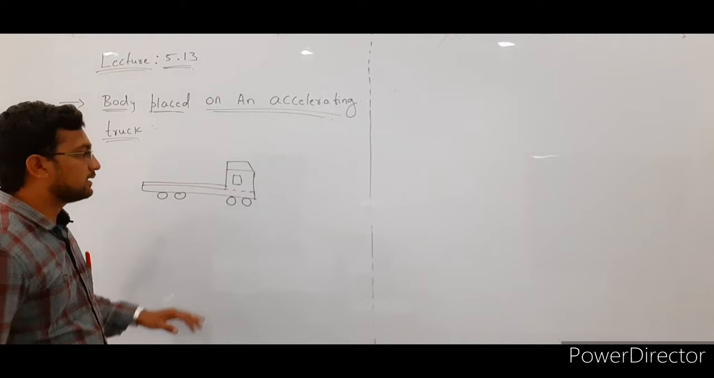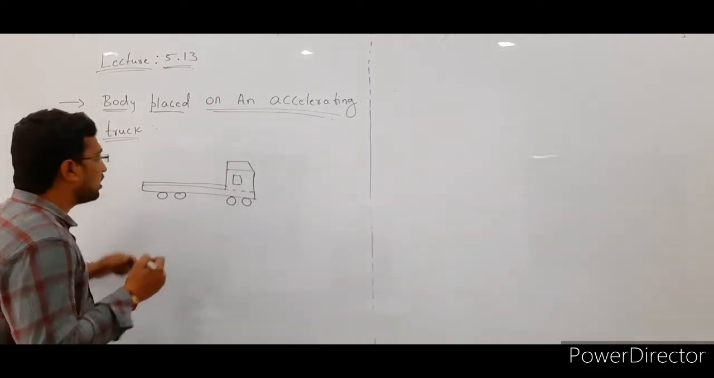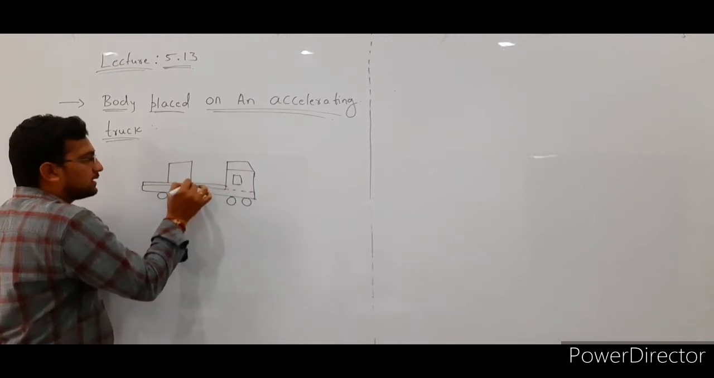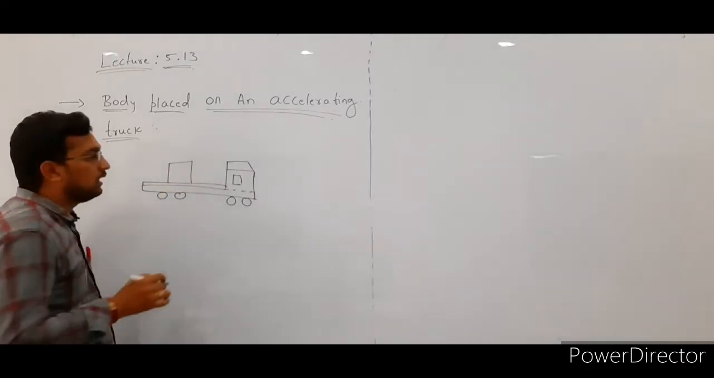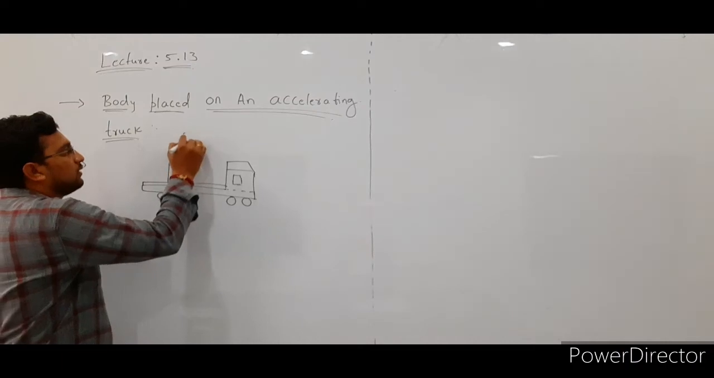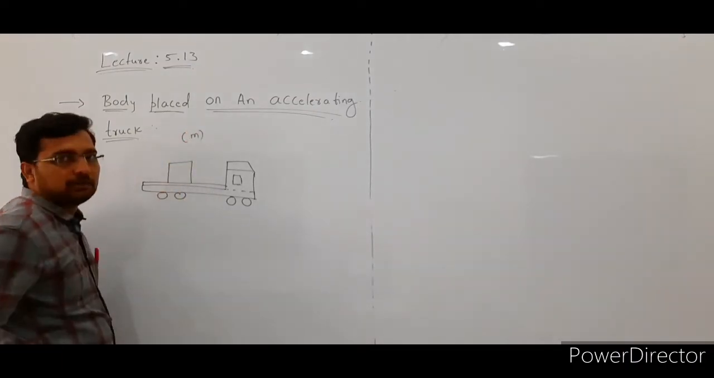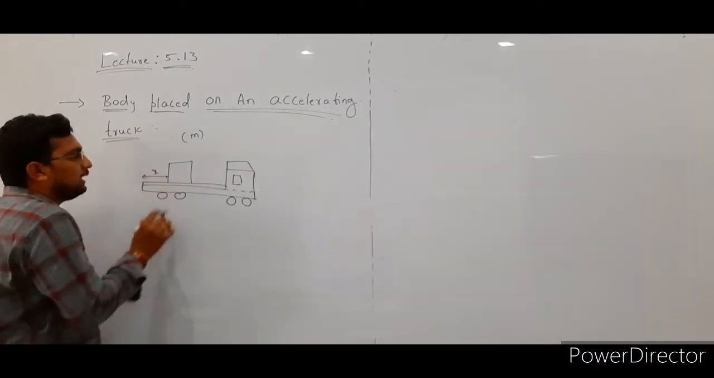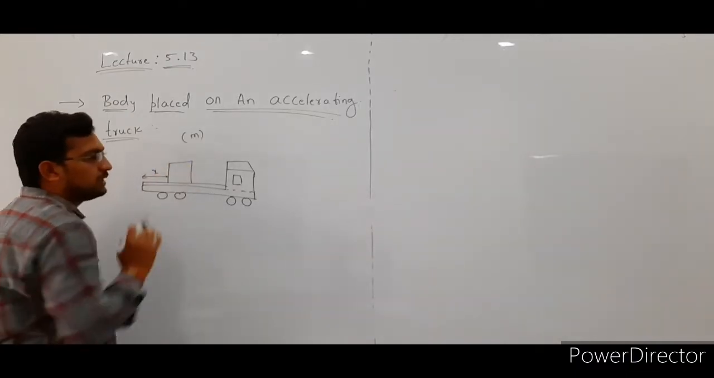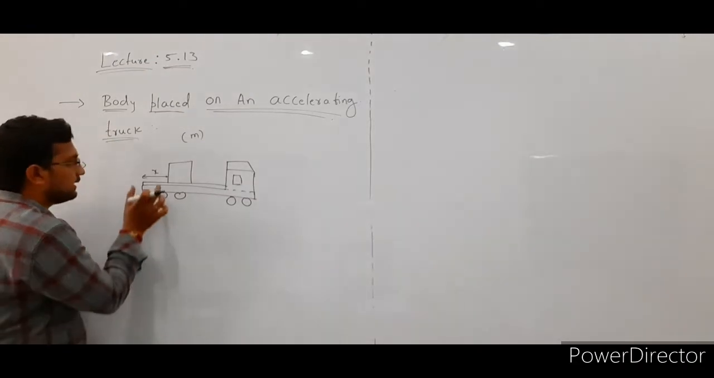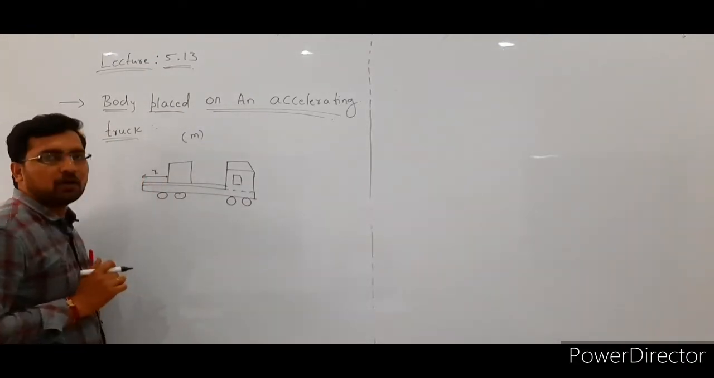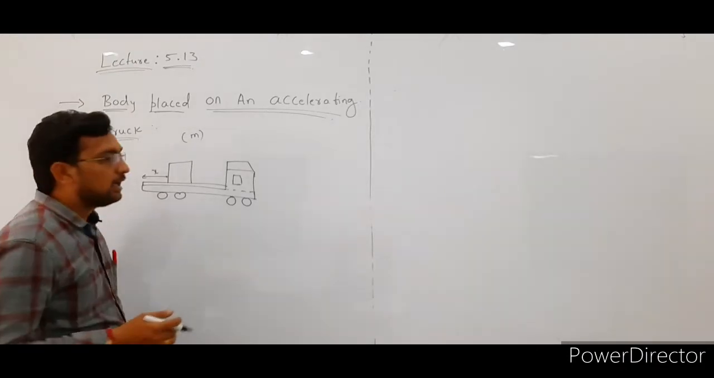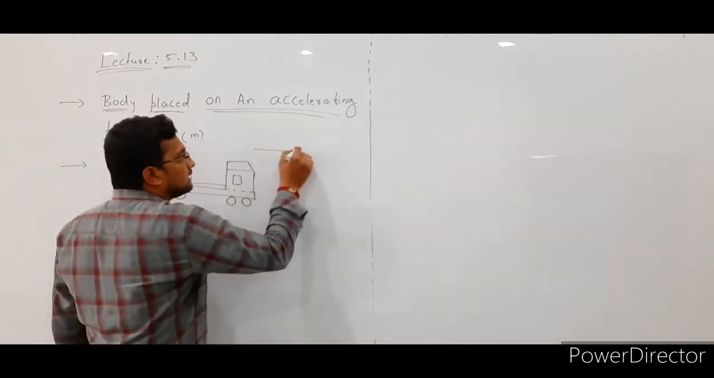Let us assume that this is a truck, and a block of mass m is placed on the open end of the truck, at a distance x from the open end. This truck starts from rest and accelerates in this direction.